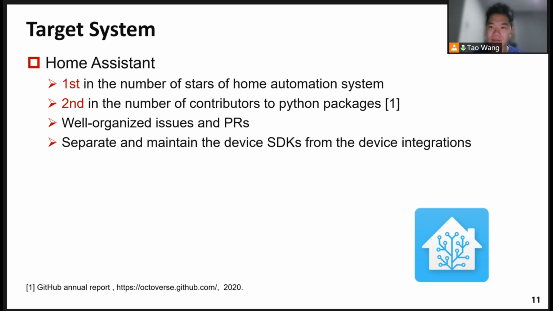Home Assistant is the most popular smart home project, which has supported thousands of device integrations. Besides, Home Assistant also has a special design. It separates and maintains the device SDKs from the device integration. This will filter out some device-related issues, such as incorrect communication protocols and incorrect wrapper of device APIs. Therefore, it is straightforward to analyze and locate iBugs in Home Assistant.